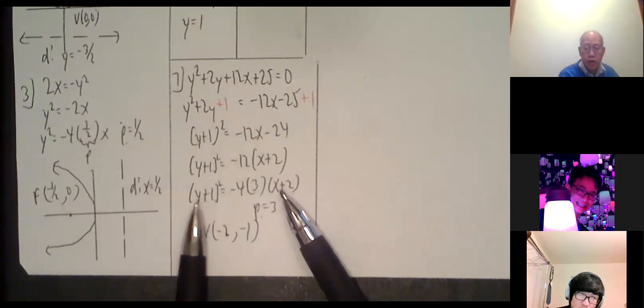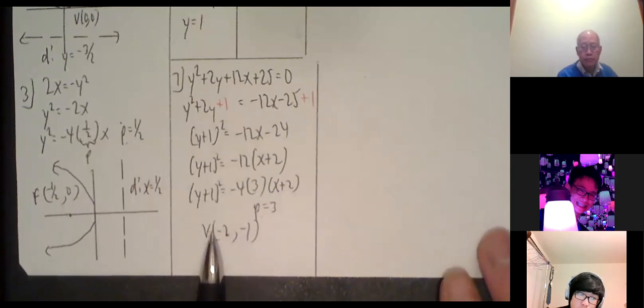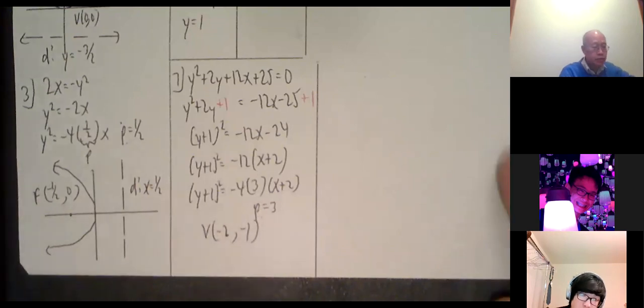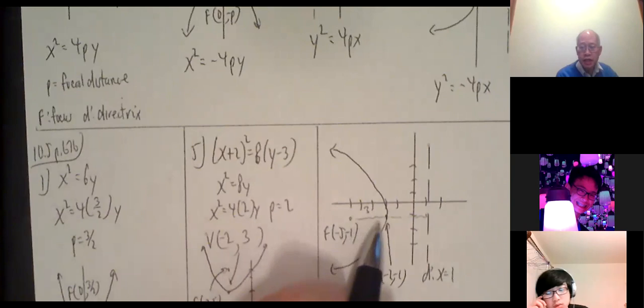All right, so 2 left, 1 down. Vertex is negative 2, negative 1, and my p is 3. So I go 3 units to the left, get the vertex, 3 units to the right, get the directrix. So here we go. The new vertex is negative 2, negative 1.